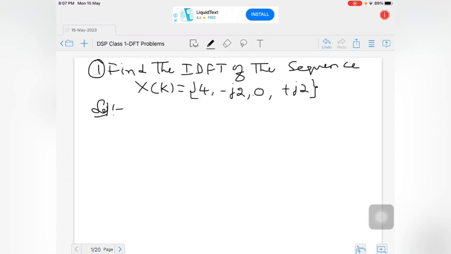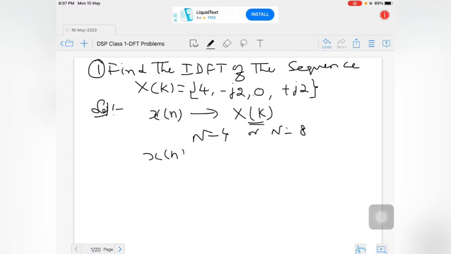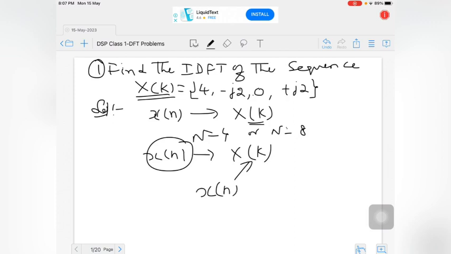Dear students, we discussed in the previous class how to calculate the x of k from x of n. When they give x of n, how to calculate x of k for the given length, whether the length n is equal to 4 or length n is equal to 8, we know that. In this problem we are finding x of n when they give x of k. They have given x of k, we have to calculate x of n. In DFT we are calculating x of k, they give x of n. Don't get confused.